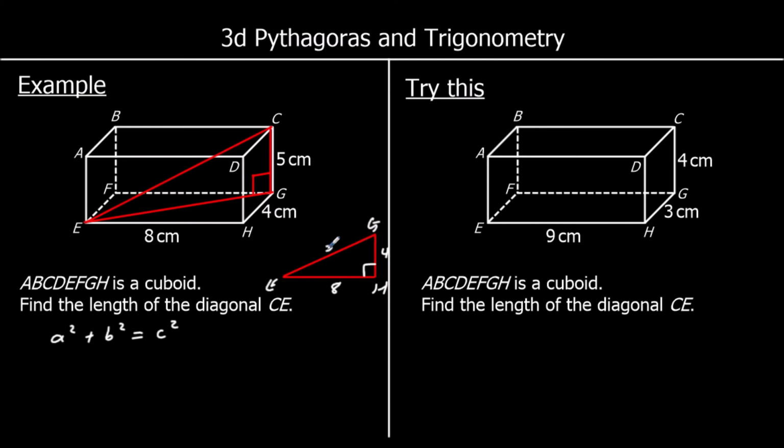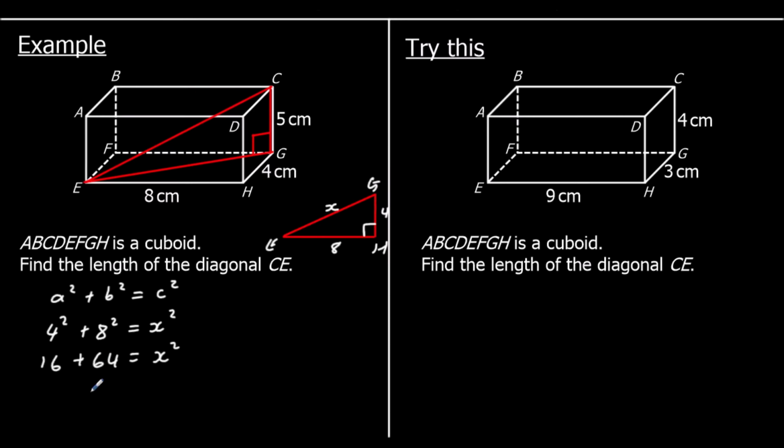If we call EG x for now, x is the hypotenuse. So the sum of the squares of the two shorter sides is equal to the square of EG. So we've got 4 squared plus 8 squared equals x squared. 4 squared is 16. 8 squared is 64. And that's equal to x squared. 16 and 64 make 80.